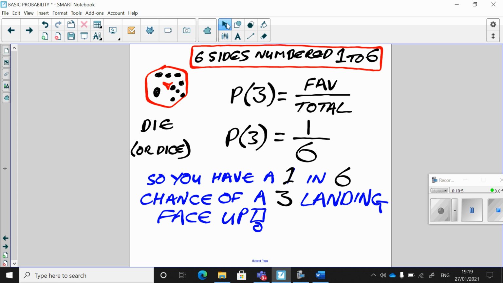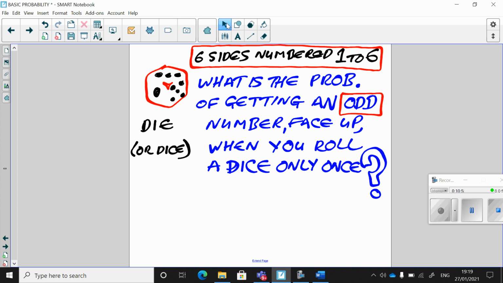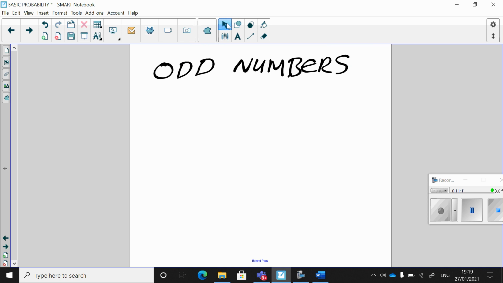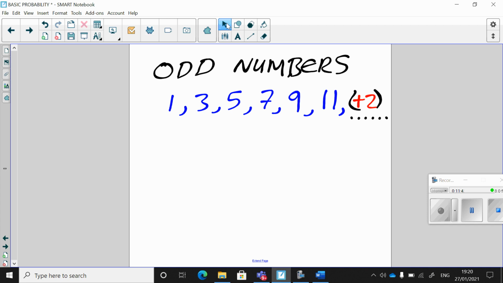Right, okay, let's move on. So this question here is, what's the probability of getting an odd number face up when you roll a dice or a die just on the one occasion, only once. So if you're not sure what odd means, just a little reminder, what are odd numbers? Don't say strange numbers, because we have got a definition of strange numbers. So odd numbers, if you remember back from school, maybe you're saying 1, 3, 5, 7, 9, you just keep going, 11, just keep on adding to, there's a pattern here, right?